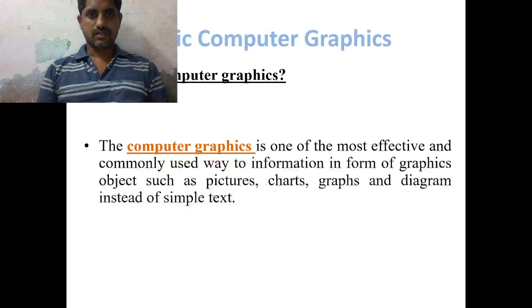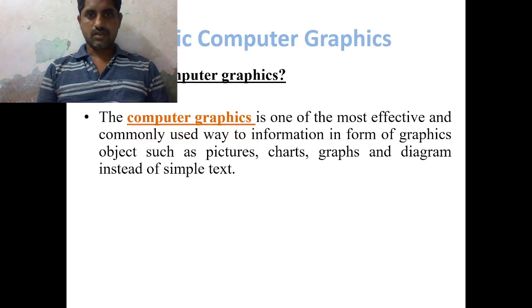First, what is computer graphics? Computer graphics is one of the most effective and commonly used ways to present information in the form of graphic objects such as pictures, charts, graphs and diagrams instead of simple text. Simply, we can say it is an effective way to present information through graphical representations. It may be pictures, charts, graphs and diagrams.